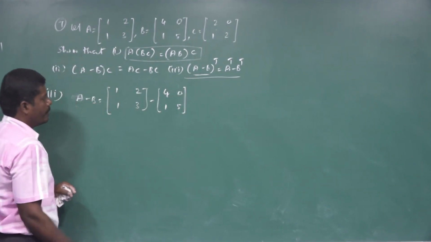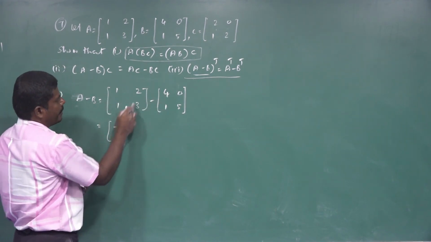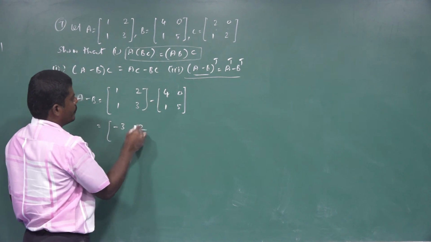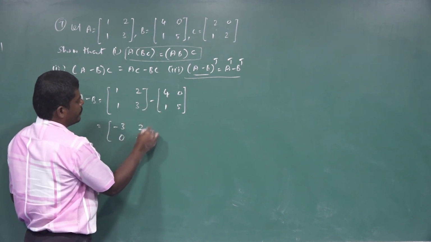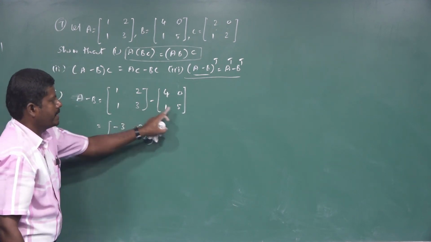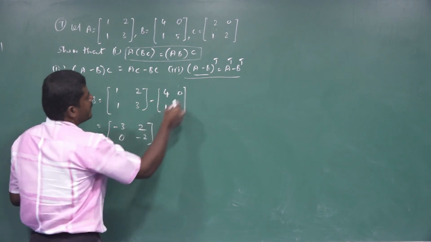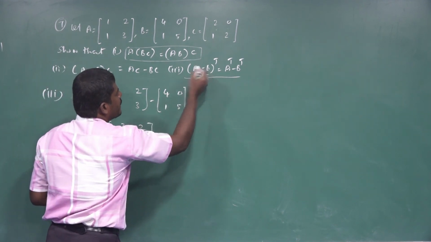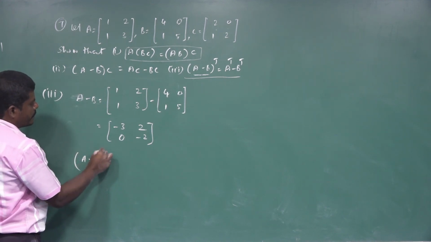Now 1 minus 4 is minus 3, 2 minus 0 is 2, 1 minus 1 is 0, 3 minus 5 is minus 2. This is A minus B. Next you want to find A minus B the whole transpose.